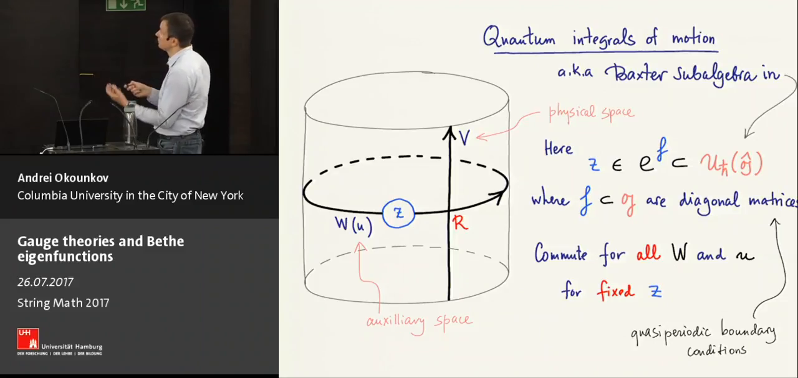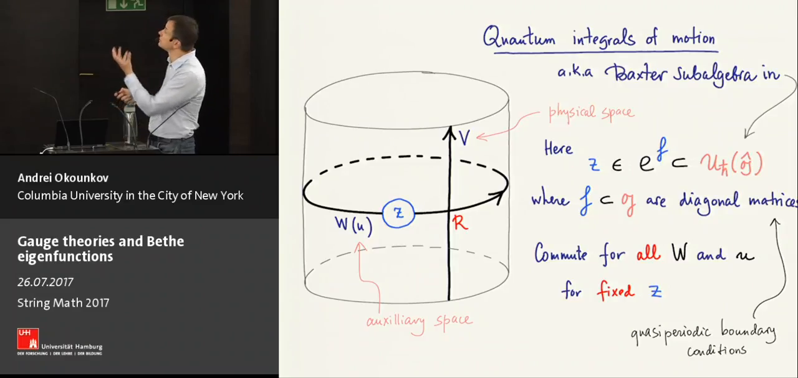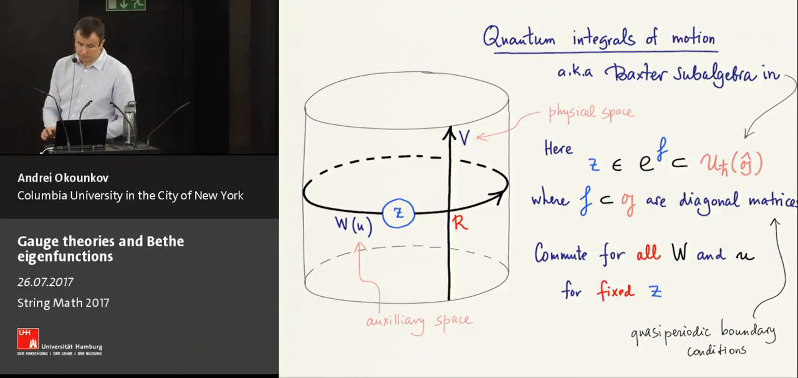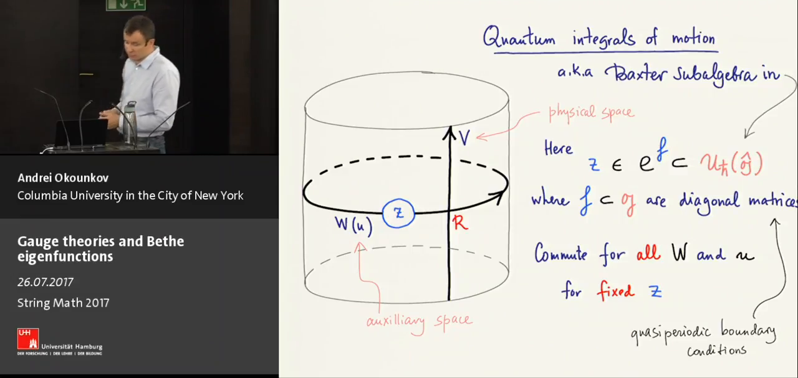And the context in which this is probably most familiar to you is that of a spin chain. In a spin chain, that Z means that I have quasi-periodic boundary conditions for my spin, meaning if I go around the back side of that cylinder and come back, my spins are twisted by some operator Z, which sits in the Cartan of my quantum group. This is completely general. So this representation W may be anything, may be infinite dimensional. Since I multiply by Z before taking the trace, that will typically make the trace converge.